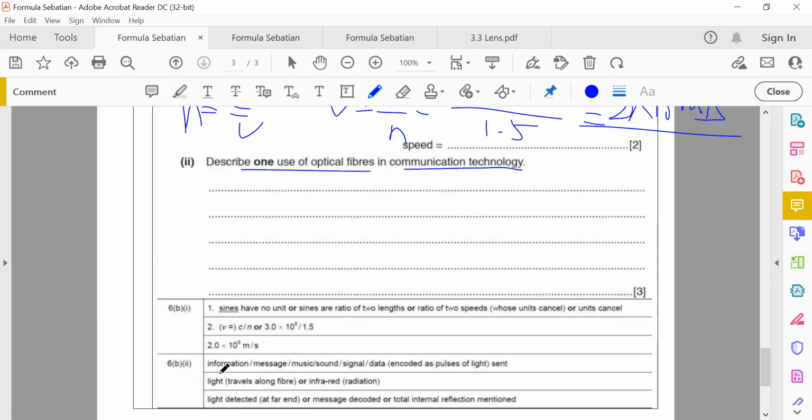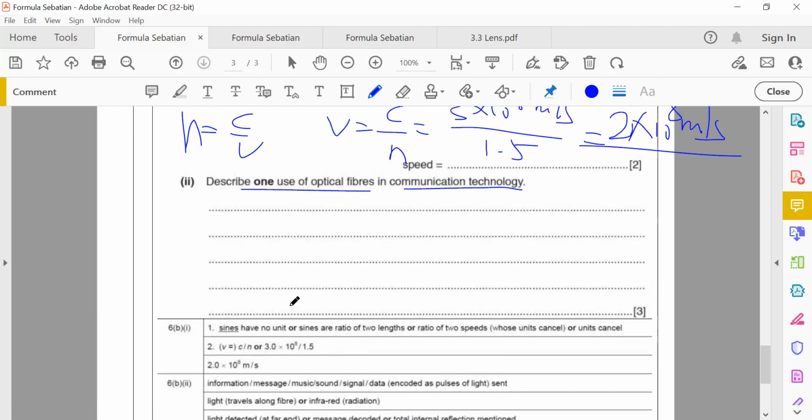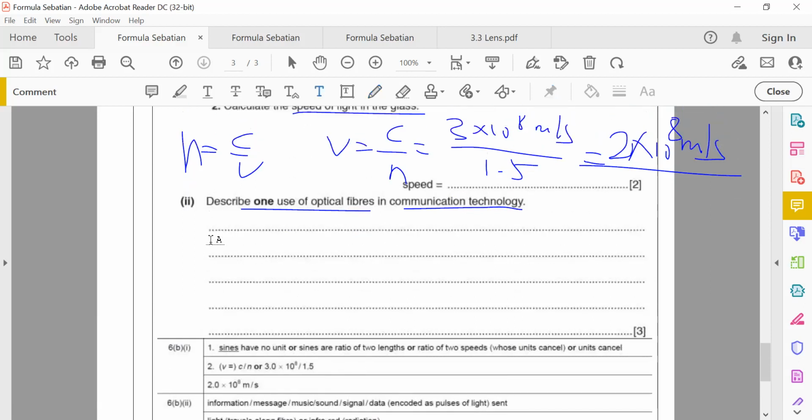So if you look at this mark scheme here, it'll say something like, information messages, send, light travels along optic fiber, light is detected and message. Wow, all this nonsense. I don't know what the mark scheme is writing. I'll write something like one use of optical fiber in telecommunication.